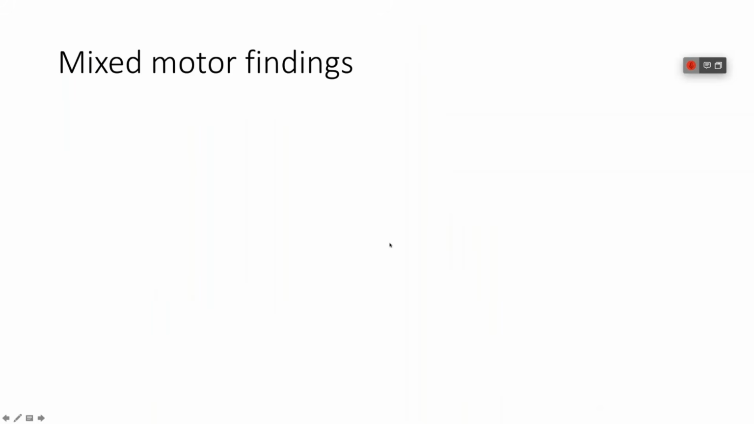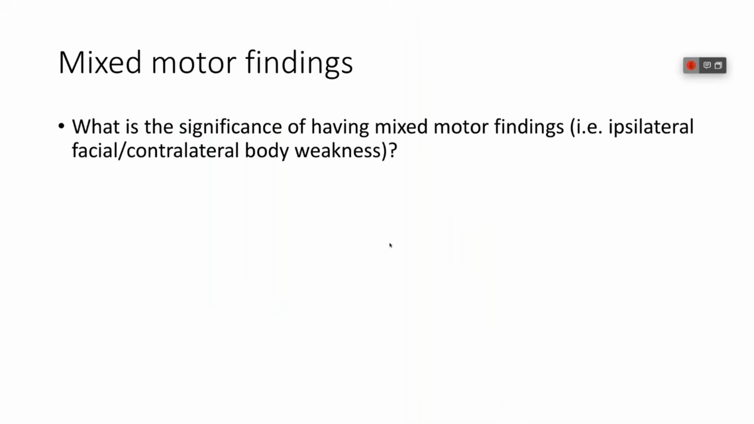So let's talk about mixed motor findings. What's the significance of having mixed motor findings? In other words, what if I have left-sided facial weakness and contralateral body weakness? Josh, do you know what the significance of that would be? What do you mean by the significance? So in other words, where does the lesion have to be located if there's mixed motor findings? What do you know about the location of that lesion?